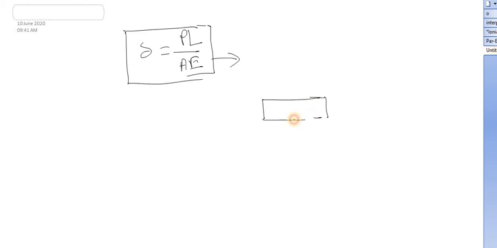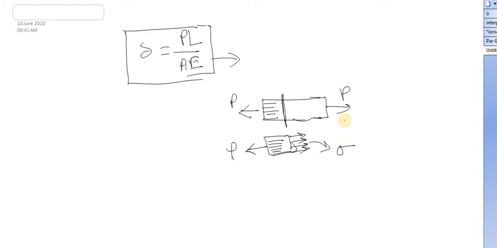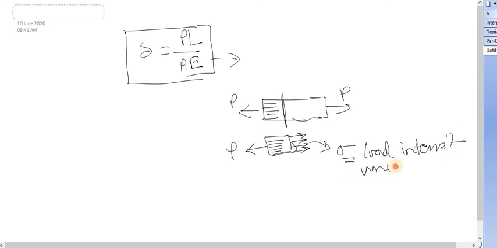Let's say this is the body, you are applying your load. What will happen? You know, due to this applied tensile load, all the fibers are stretched equally. So internally, if you cut any section, let's say here, you will see that due to this uniform stretch of each fiber, due to this external load P, an internal force is developing within this cross section. Let's say the magnitude of this internal force is sigma, and sigma is nothing but load intensity. Load intensity means simply force per unit area.